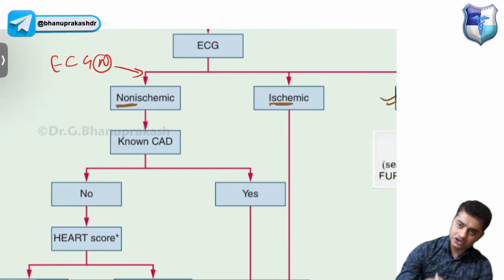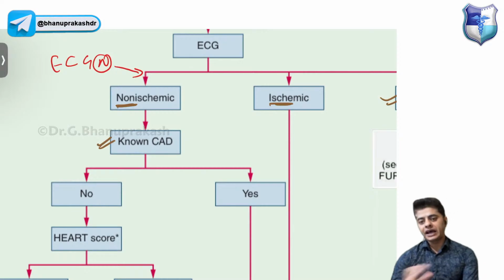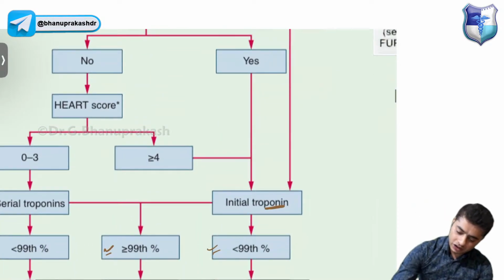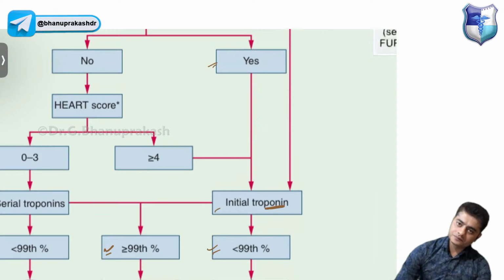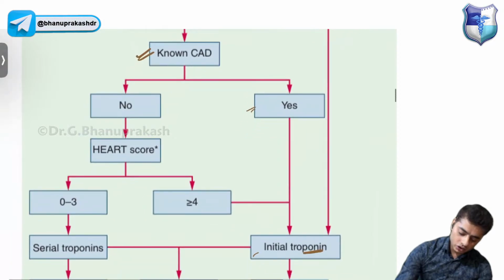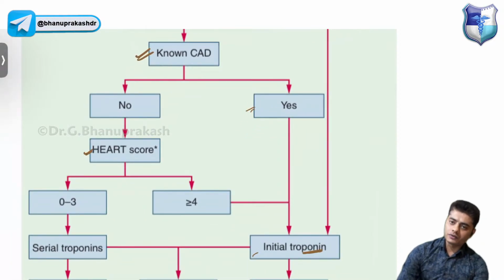If pain is non-ischemic and the patient is a known case of CAD, meaning the patient has had a prior episode of MI, then you will also order initial troponin levels. Now, if the patient is non-ischemic and is not a known case of CAD, then you will do a HEART score.